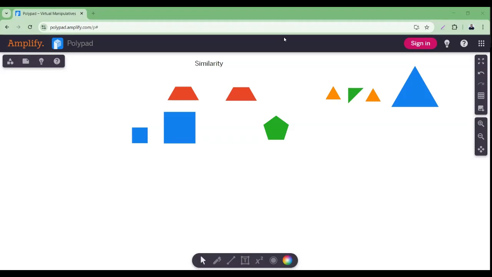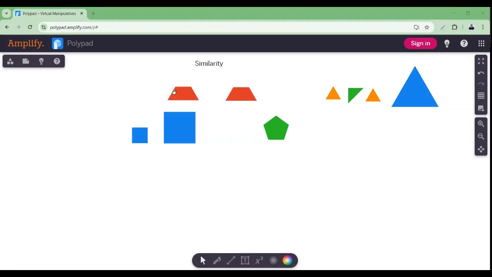Now, what is similarity? We were talking about shapes which look the same, but they're not exactly overlapping. What do we do about those kinds of shapes? Here I've kept multiple shapes. Which of them look exactly the same, and which of them look the same but are not exactly the same?